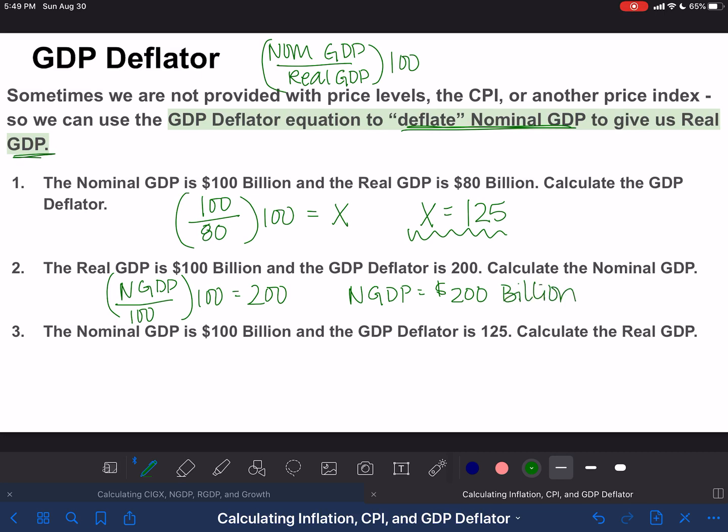And then number 3, we are provided nominal GDP and the GDP deflator, and we need to find real GDP. So nominal GDP is 100 billion. We need to find the real GDP. And our GDP deflator is provided as 125. We use our algebra skills. Real GDP equals 80 billion.